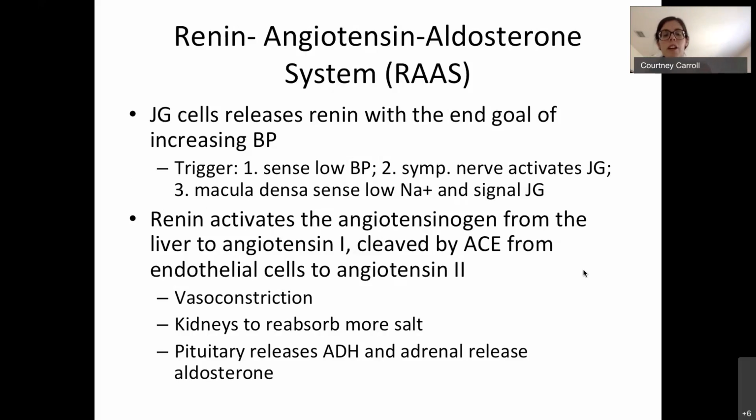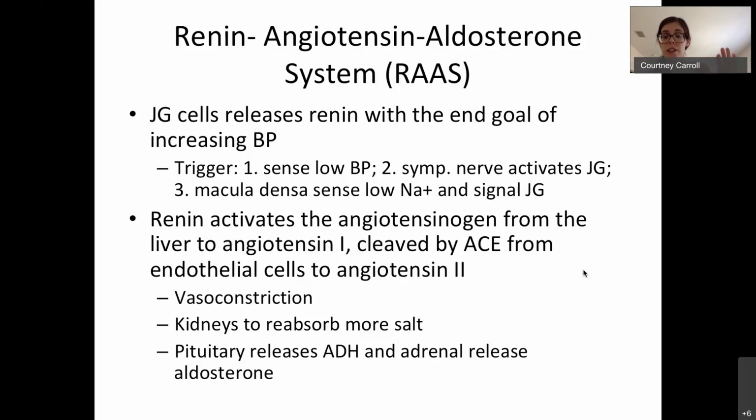Our juxtaglomerular cells, our JG cells, remember they're right there near the glomerulus, near the macula densa cells of the distal tubule. We got the afferent arteriole, the efferent arteriole, all right together. Those cells are going to release a hormone called renin, with the end goal of increasing our blood pressure. So the goal of the RAS system is to increase blood pressure, and the first molecule involved is renin.